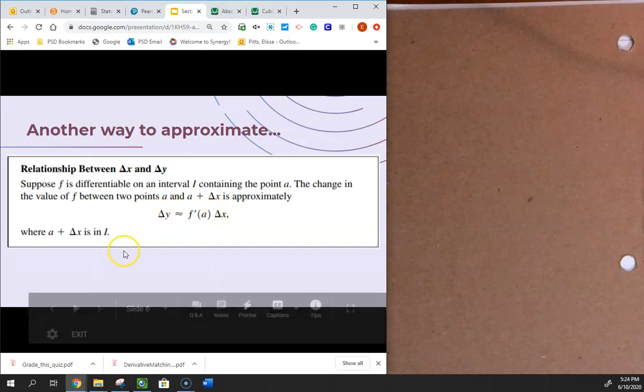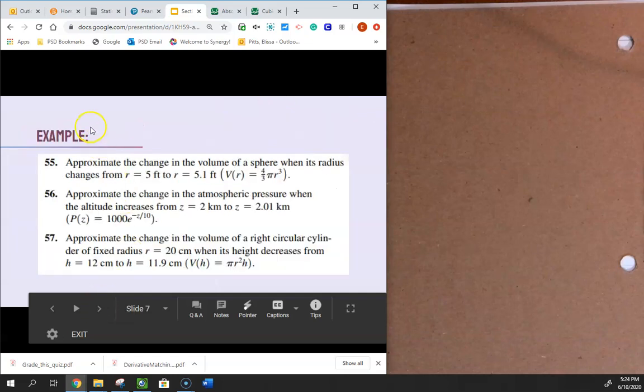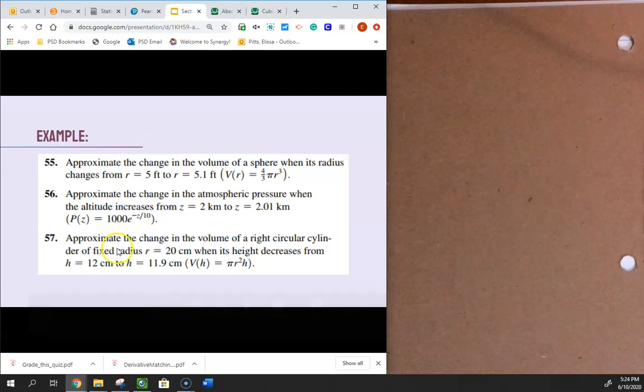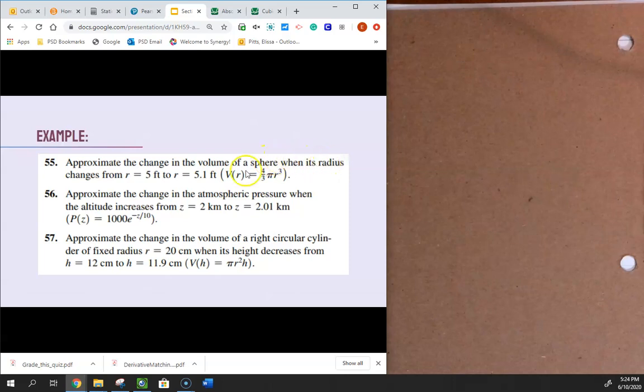And we can do a variety of problems. You have problems in your homework that have you use that idea. So these three, we're going to do 2 of these problems. Number 55, it says approximate the change in the volume of a sphere when its radius changes from 5 feet to 5.1 feet. And they give you the formula for the volume of the sphere.